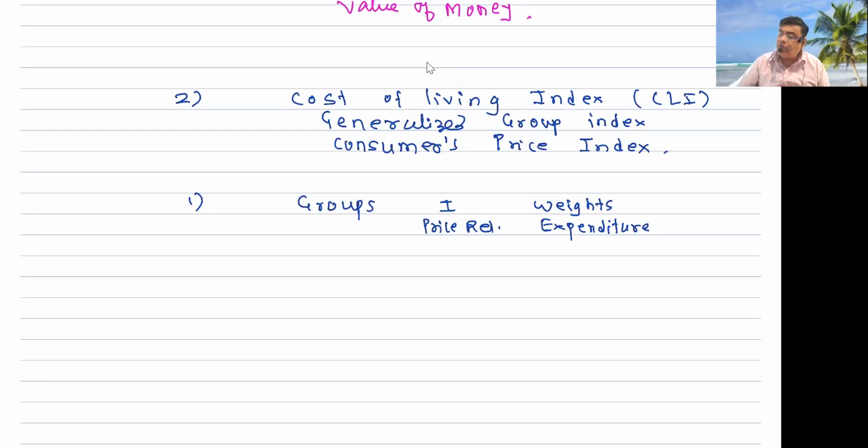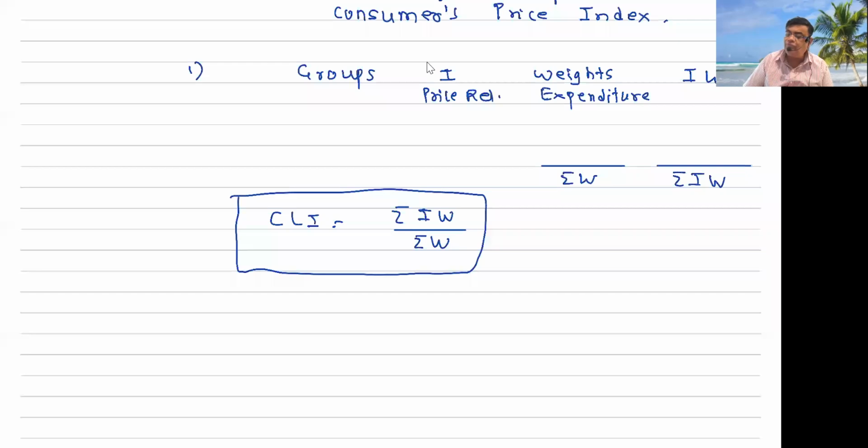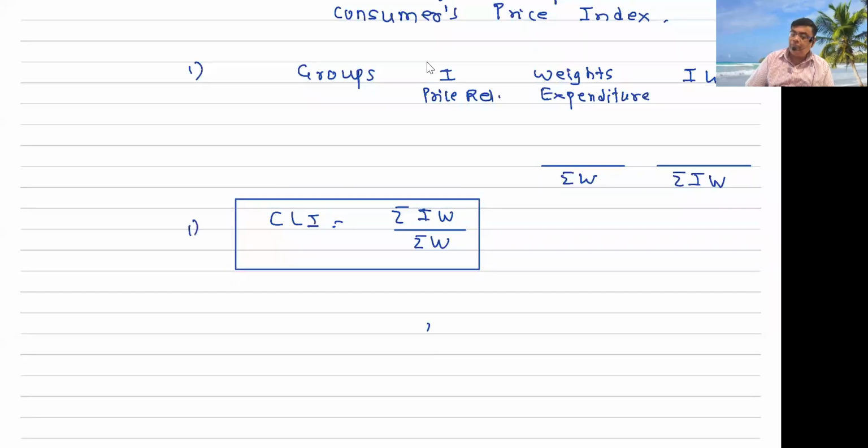Then I make a column IW and take a total. That total is summation IW, and this total is summation W. Then CLI is equal to summation IW over summation W. This is the first formula for the concept of CLI.